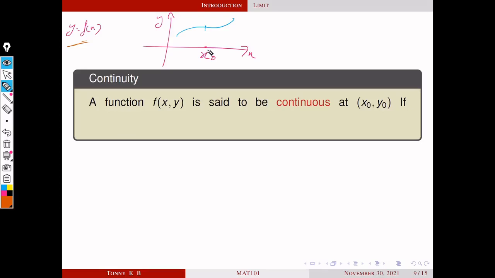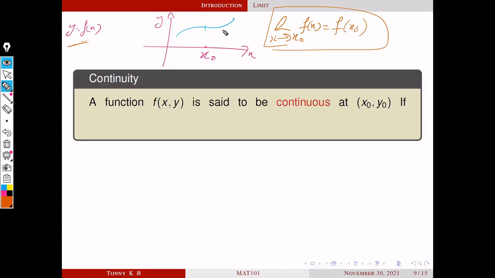Then what is the mathematical definition of this continuity? Yes. Limit x tending to x naught, f of x is equal to f of x naught. Yes, this is the condition of continuity in a one variable function. So that means whenever x tends to x naught, this f of x tends to some value, and that value should be equal to f of x naught. Then only we can say that this function is continuous. Geometrically, there is no break.